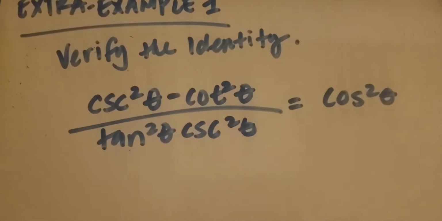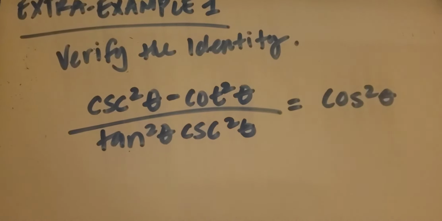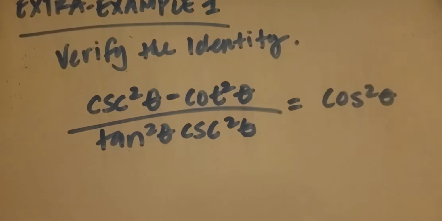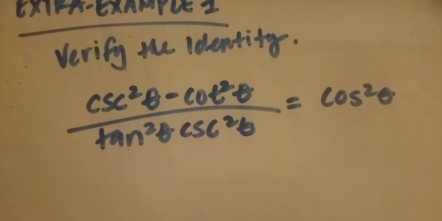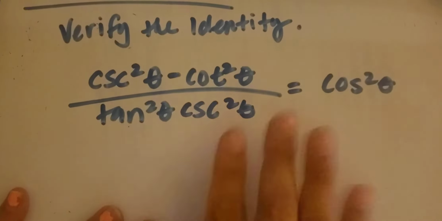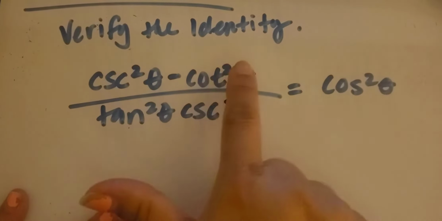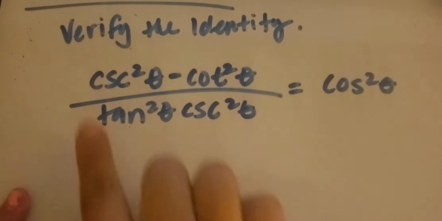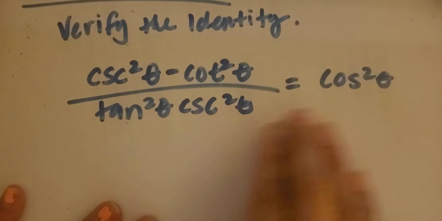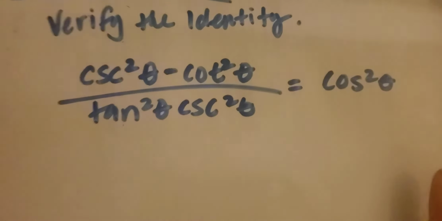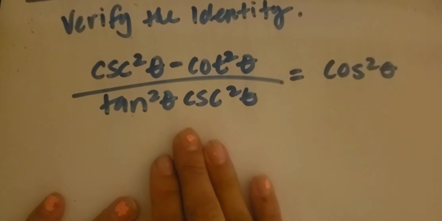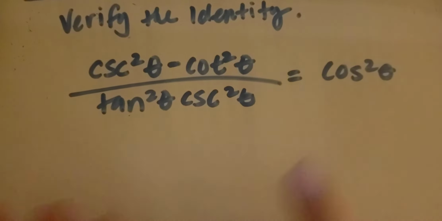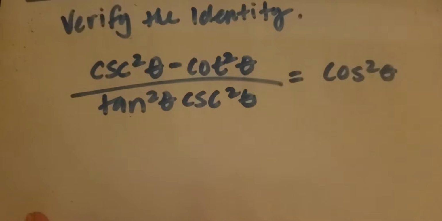So again, if you have them on an index card, the more you practice them, the sooner you'll memorize a lot of those, okay? Now, just a quick note. For this example, when they ask you to verify the identity, you're pretty much going to simplify this and make sure that this side matches the right-hand side, okay? So we're going to simplify it as much as we can to get this.